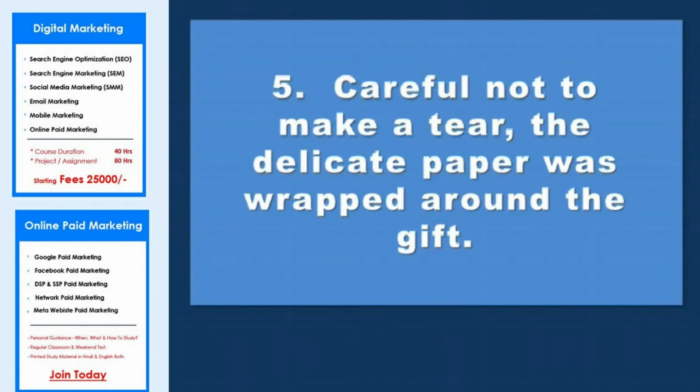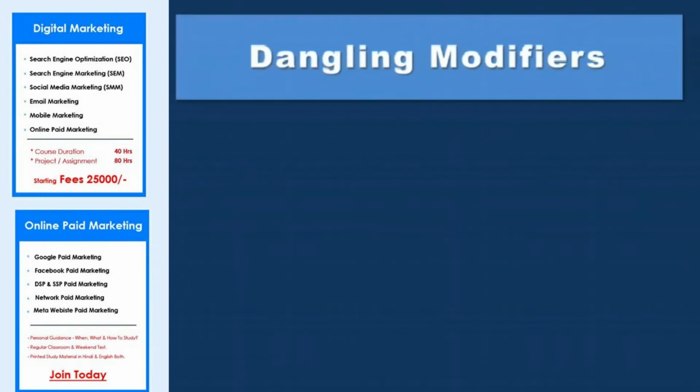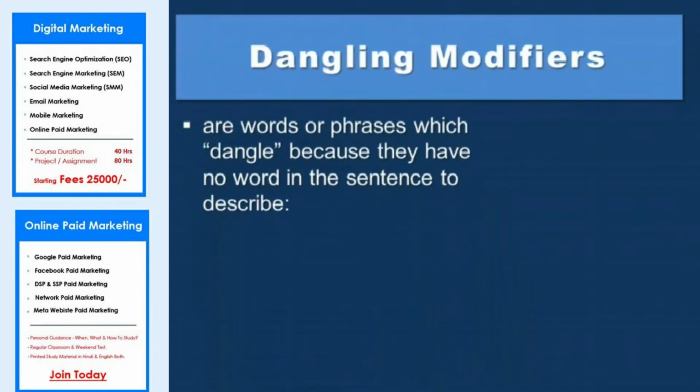Having a quick glance at what we learned so far and a few more examples. Dangling modifiers. These are words or phrases which dangle, which hang, because they have no word in the sentence to describe.